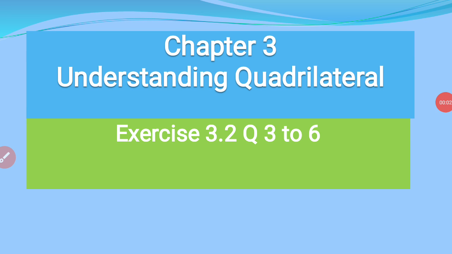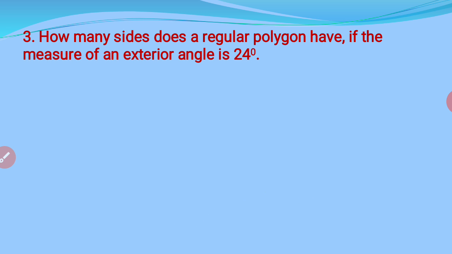Hello children, let's continue with chapter number 3, that is understanding quadrilaterals of standard 8th. We have solved examples wherein we were using the exterior angle property of a quadrilateral, and we were using another formula wherein we learnt about the method of finding the measures of an angle of a regular polygon. So let us proceed.